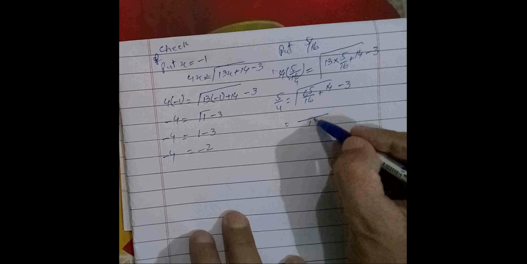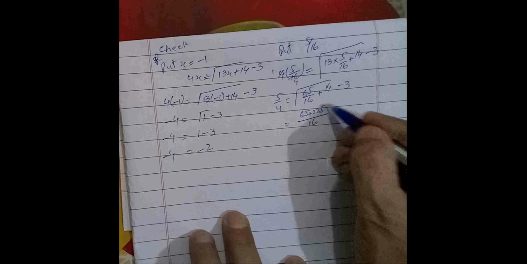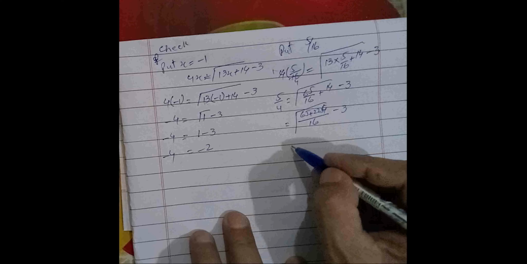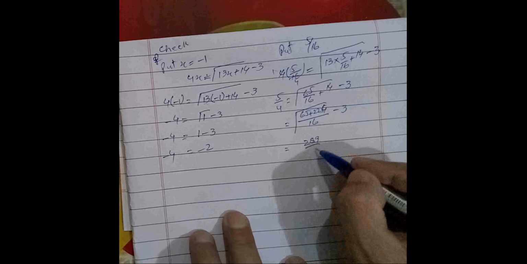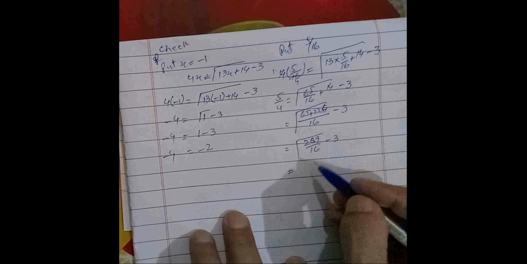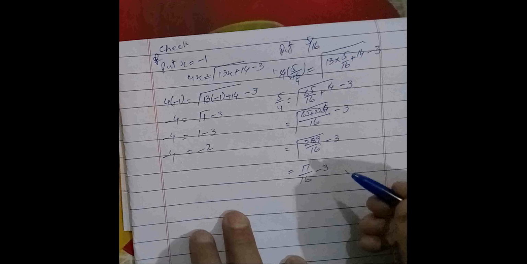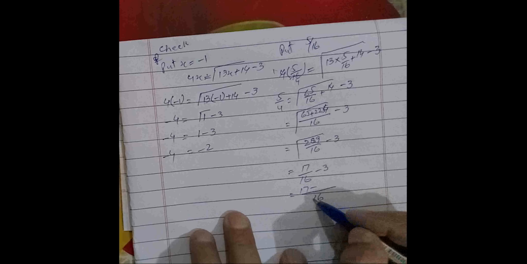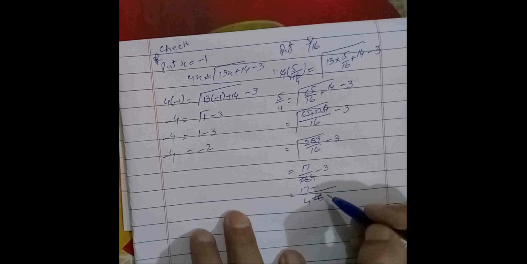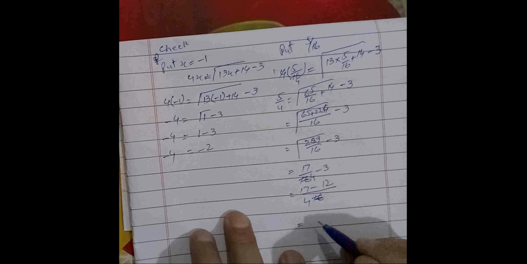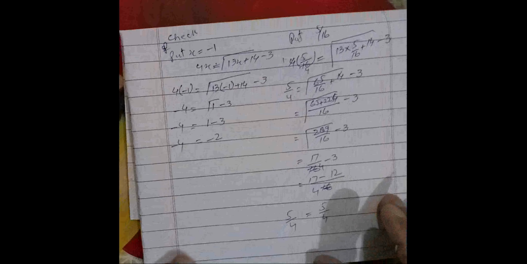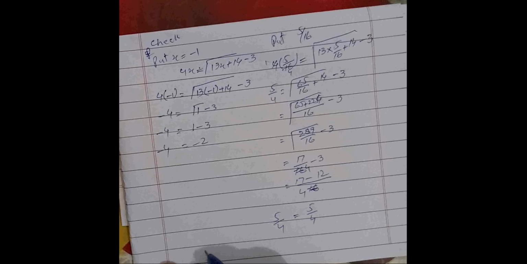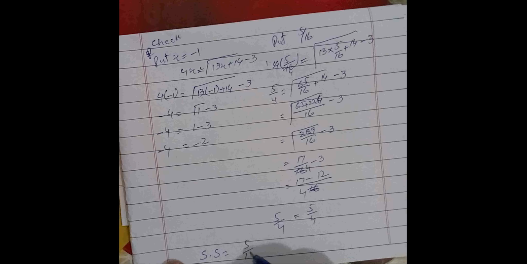and simplify these values. 16, 65 plus 2 to 4 square root minus 3 is equal to 289 over 16 square root minus 3, and 289 is square root of 17 over 16 minus 3. Now simplify. 16, 17 minus, sorry, it is 4. 4 3s are 12. 17 minus 12 is equal to 5 over 4, which is equal to 5 over 4. So this is true, and the solution set is 5 over 16, which is our answer in this question.